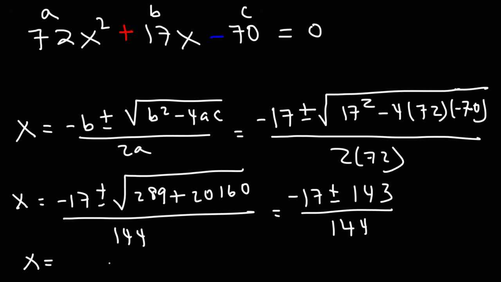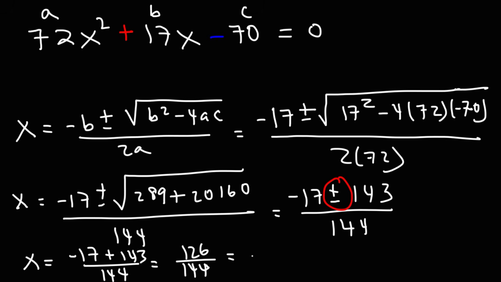Now we can break this down into two answers. The first one is going to be, keep in mind we have two signs, negative 17 plus 143 divided by 144. Negative 17 plus 143, that's 126. Now we need to reduce this fraction. We could divide both numbers by 2. 126 divided by 2 is 63. 144 divided by 2 is 72.